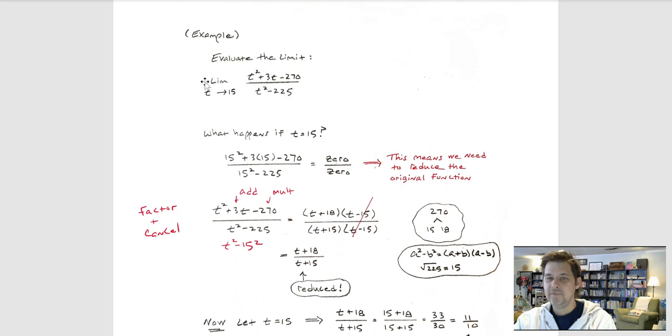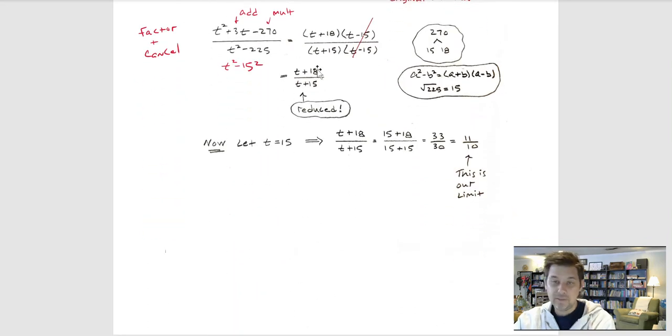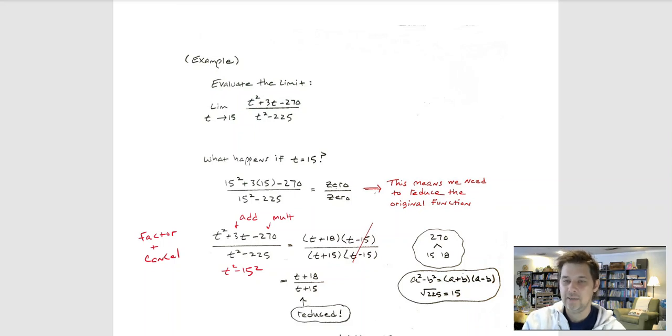Now our limit was for the variable to go to 15. So if I plug in 15, it should work. It should give me my answer at this point. I let t be 15, plug it into this expression right here. I get 33 over 30, reduced to 11 over 10. That's our limit, okay? So our limit this time is 11 over 10.